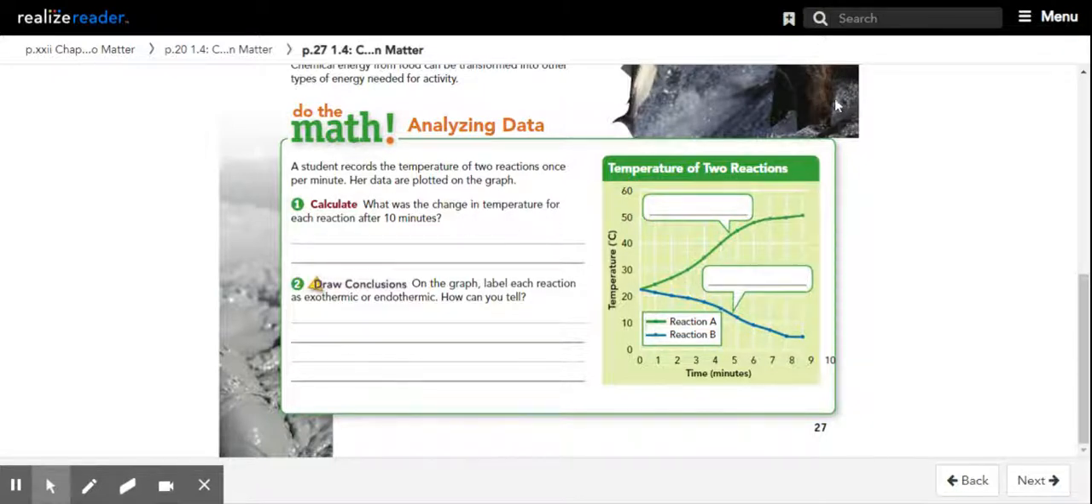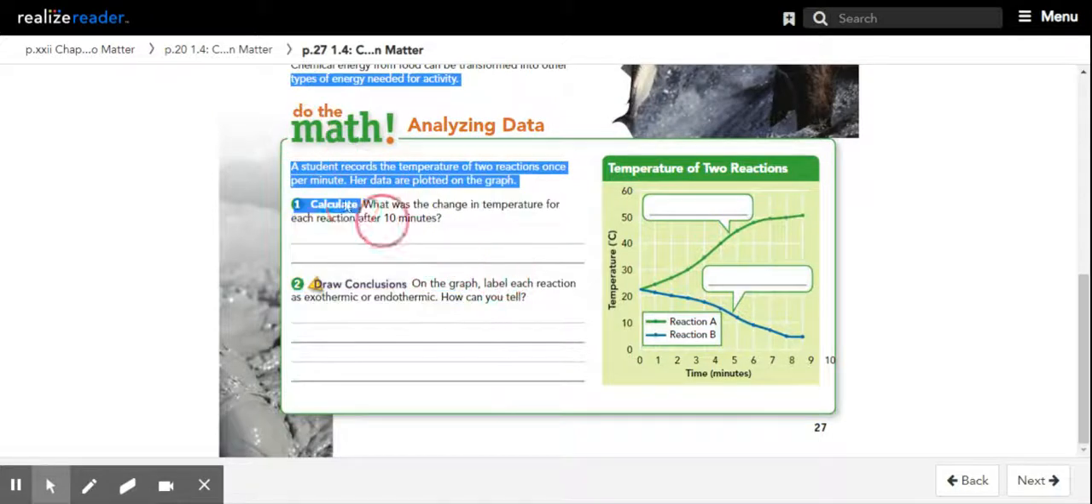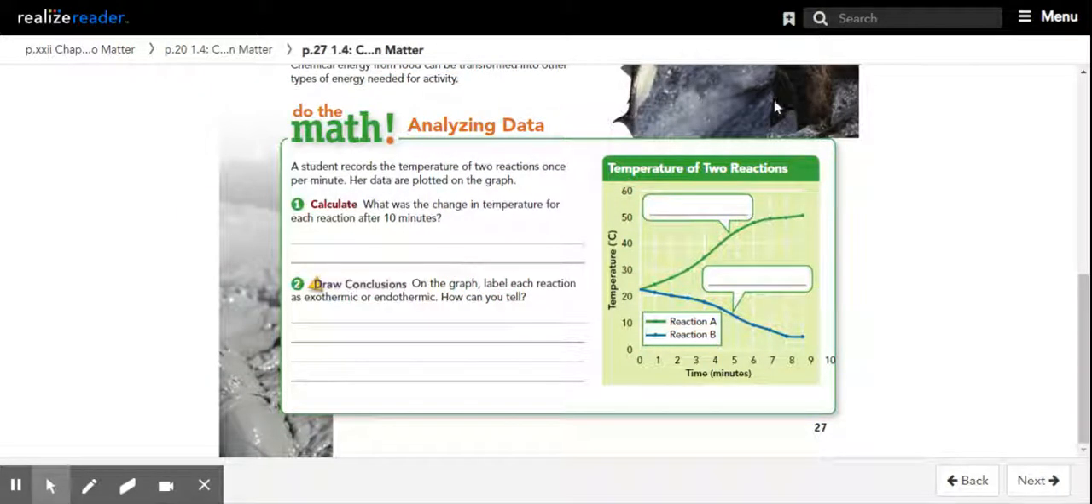When you're done, you need to upload a picture of this whole part right here. Just this information so I can see how you answered these 2 questions and how you filled in the graph.